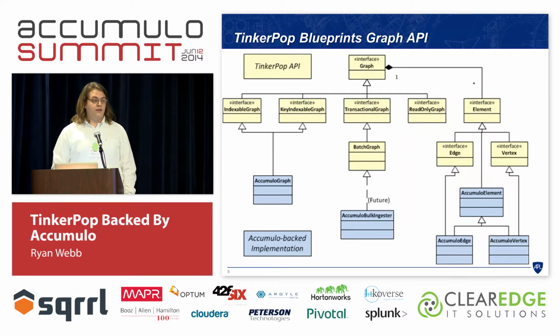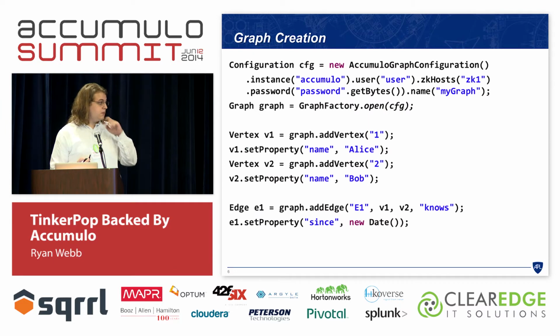So here's a UML diagram of the TinkerPop Blueprints API. We have in yellow the TinkerPop API, and in blue our implementation. You can see there's the master graph interface, which these other sub-interfaces extend: indexable graph, key indexable graph, transactional graph, read-only graph, and batch graph. These all have their own sets of rules and implementation details that the implementer has to take care of. We have Accumulo graph, which implements both indexable graph and key indexable graph.